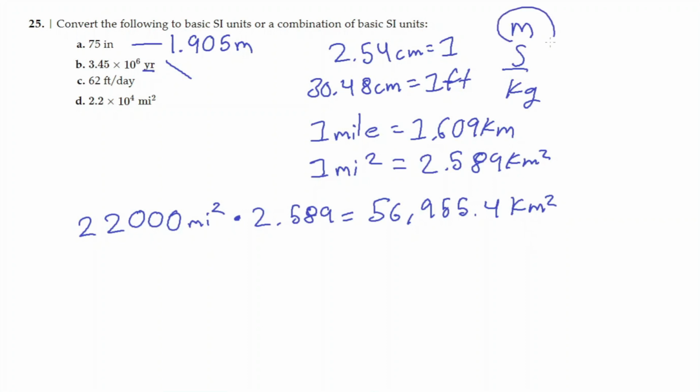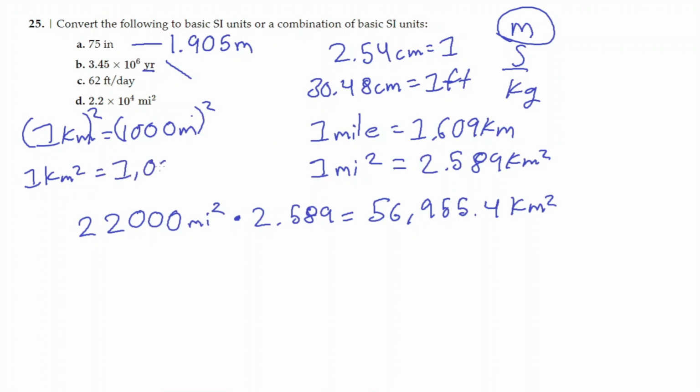And now we want to change it into meters squared. So we know that 1 kilometer is equal to 1,000 meters. So in order to find 1 kilometer squared, we must square both sides now. So that means 1 kilometer squared is going to be equal to 1 million meters squared. So now we have to multiply this by 1 million to get meters squared.